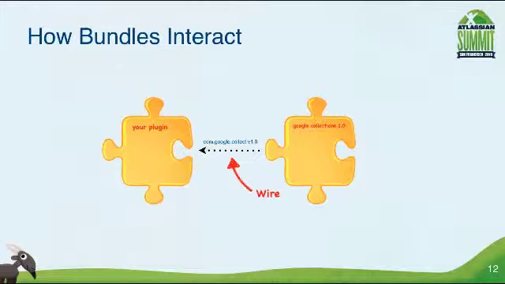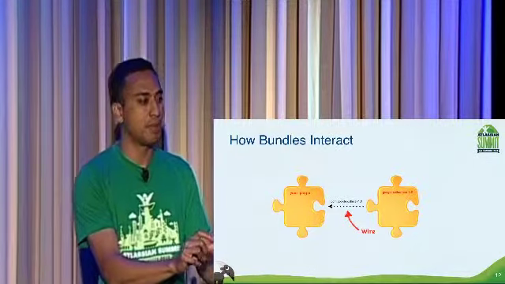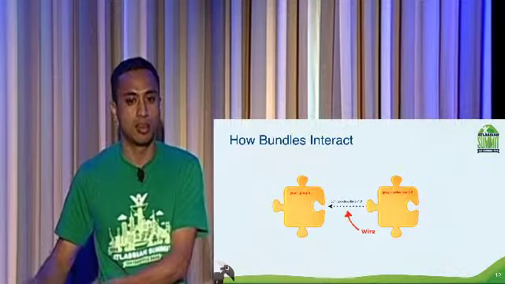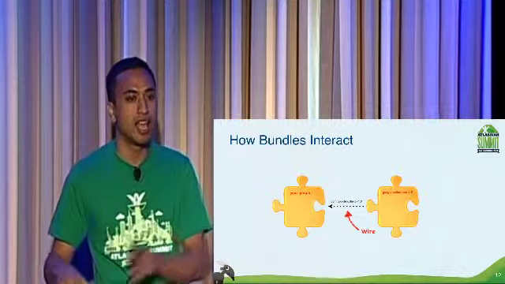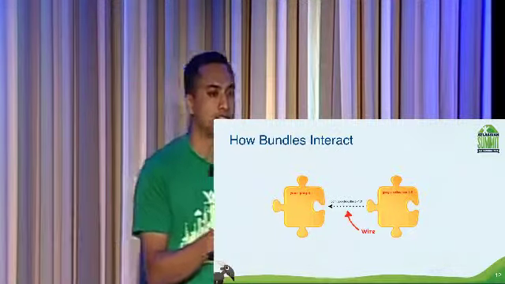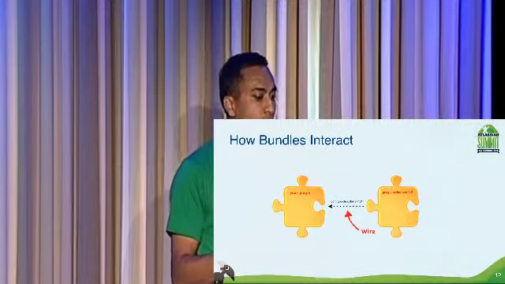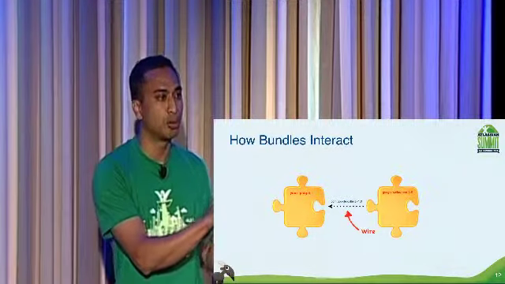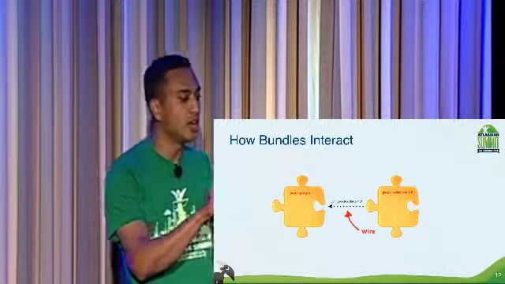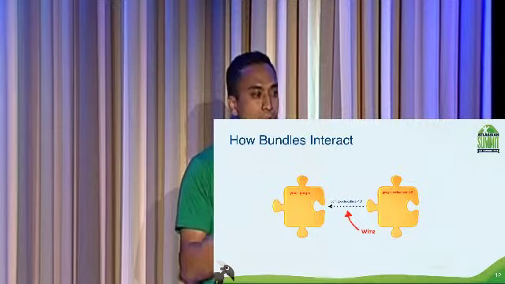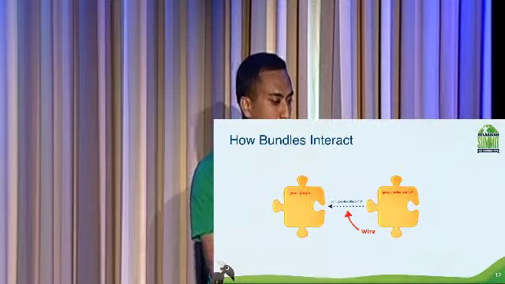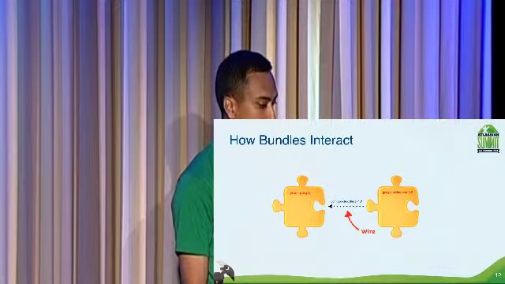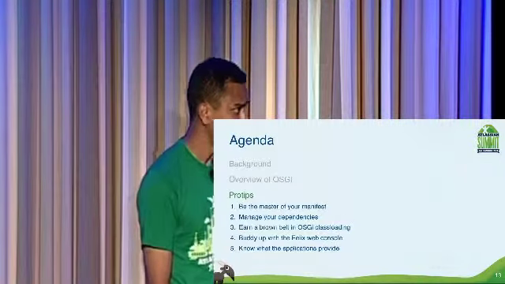And what the runtime system will do is when it sees that import package declaration in your manifest, it will try to find another bundle that exports that package. If it can find one and the versions match, then it'll create a wire, which is basically a hook for your plugin's private class loader to connect into this other bundle and be able to load classes from it. So that's kind of how bundle dependencies work.